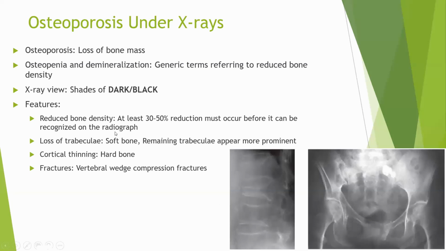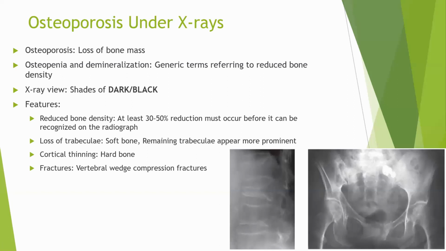Now this next point is extremely important. Focus. Reduced bone density does not mean that all reduced bone density will be seen under X-rays. You need at least 30 to 50% reduction in bone mass to recognize it under radiograph. So if the reduction of bone mass is about 10%, 15%, maybe 20% according to research articles, then you will not be able to see if there is any osteopenia or osteoporosis present in the X-ray of the joint that you are taking.